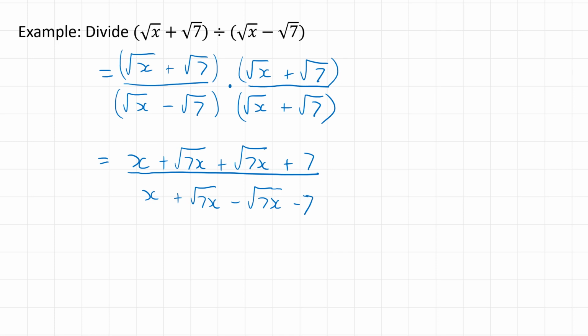So as we can see in the denominator, we should expect this by now, but the two middle terms cancel. We have a positive root 7x canceling out a negative root 7x. So you can simplify this. Up top, we've got an x. And since we have one root 7x plus another root 7x, we actually have two root 7x's. And then we have our plus 7 still. And all of that is being divided by simply an x minus 7.